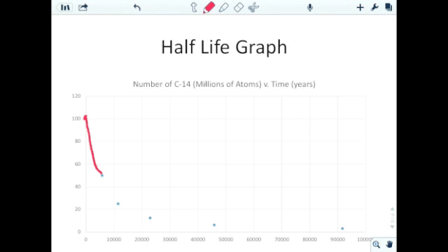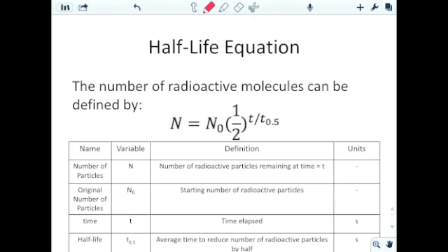So to go from 100% down to 50%, or our 100 million atoms down to 50 million atoms, it's going to take us that 5,730 years. Going from 50% to 25%, it's going to take us 5,730 years. From that 25% down to our 12.5% is going to take us the same amount of time. And so it produces this graph that we can use to carbon date things that used to be living.